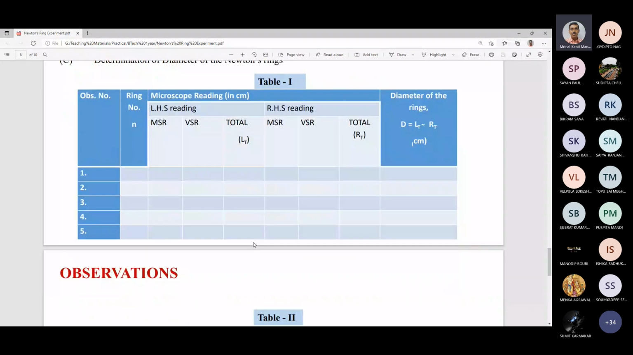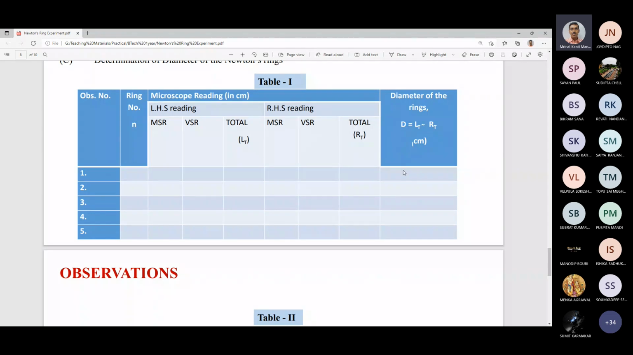Now, after taking this, you have to put the readings here: left hand side reading, right hand side reading, and ring number, that is n. Suppose you start from n equal to 2. For the second ring, you take the left hand side reading: main scale reading, vernier scale reading, then total reading. Then the right hand side reading: main scale, vernier scale, total reading.